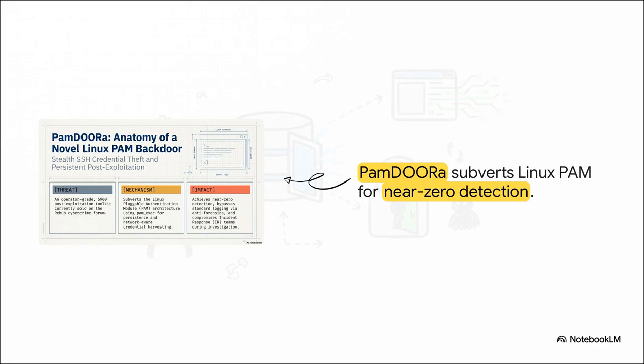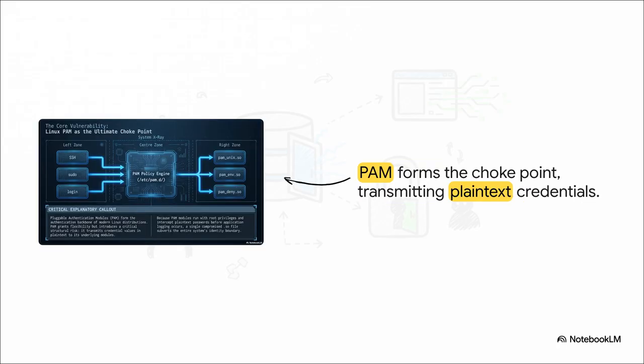But here's the real kicker: it's actually designed to directly compromise incident response teams right in the middle of their investigations. It does this by exploiting the PAM_exec module for network-aware credential harvesting. To understand how it works, we have to look at the PAM policy engine. Pluggable authentication modules are literally the authentication backbone of modern Linux distributions.